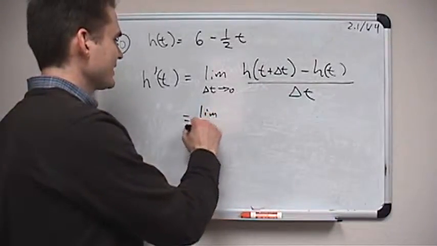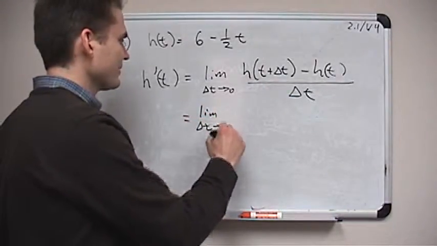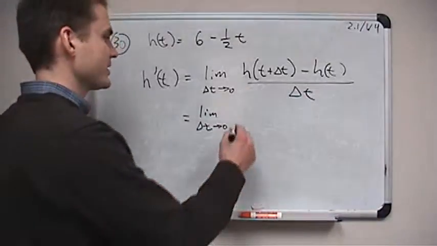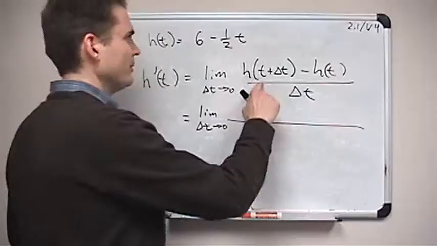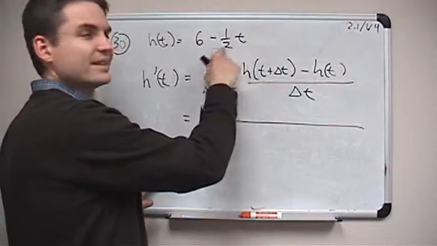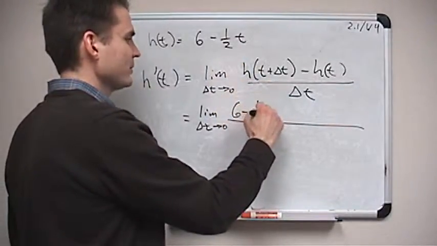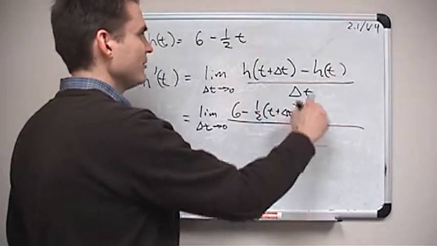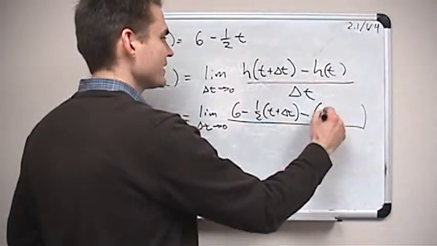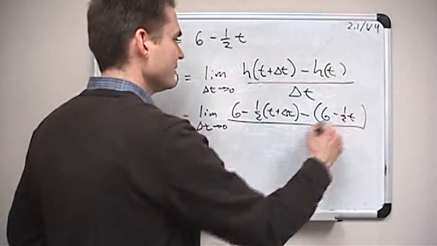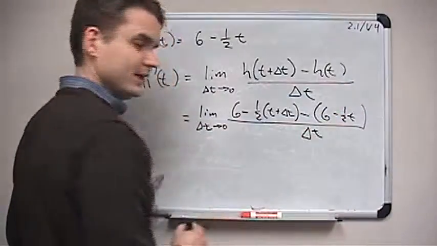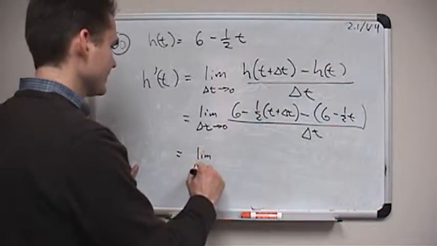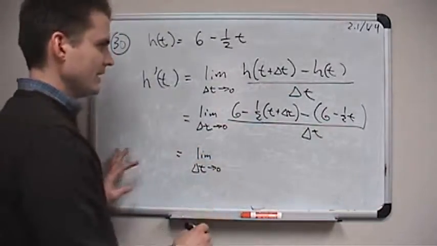Well, limit as delta t goes to 0. Of course, we can't put 0 in for delta t because we get division by 0. Okay. Well, we can put t plus delta t into this function. We get 6 minus 1/2 t plus delta t. Okay. Minus the original function itself, 6 minus 1/2 t all over delta t. Okay. So limit as delta t goes to 0. And let's see what we got here.